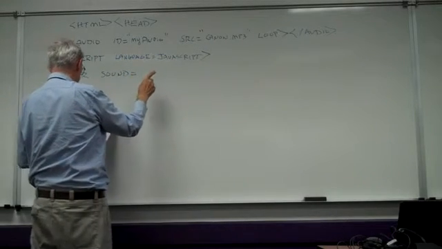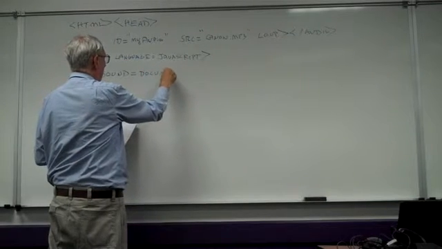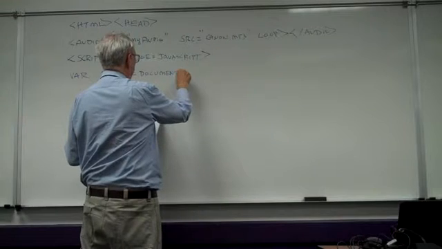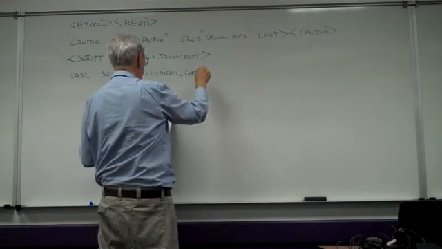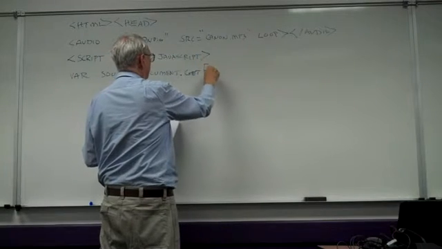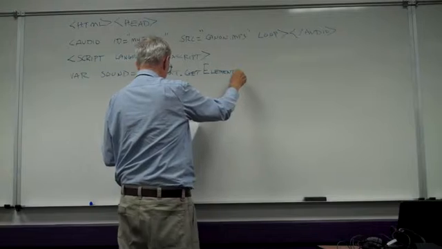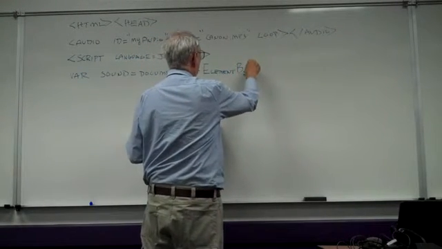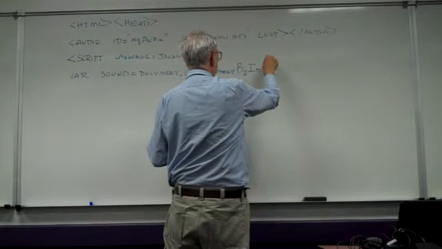But this thing right here: document dot getElementById, with a capital B, V-Y-I-D. That's it.